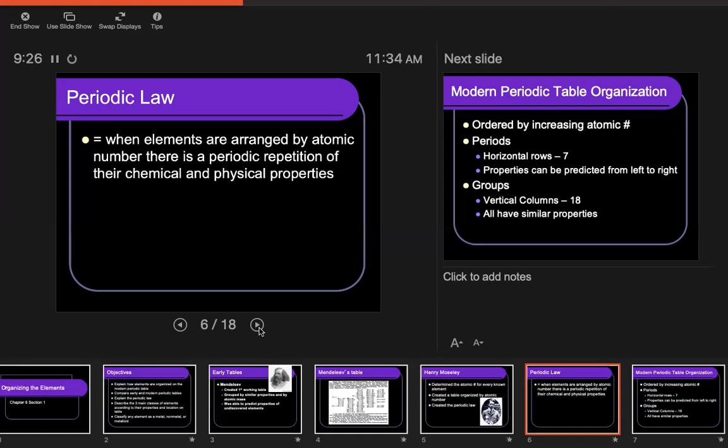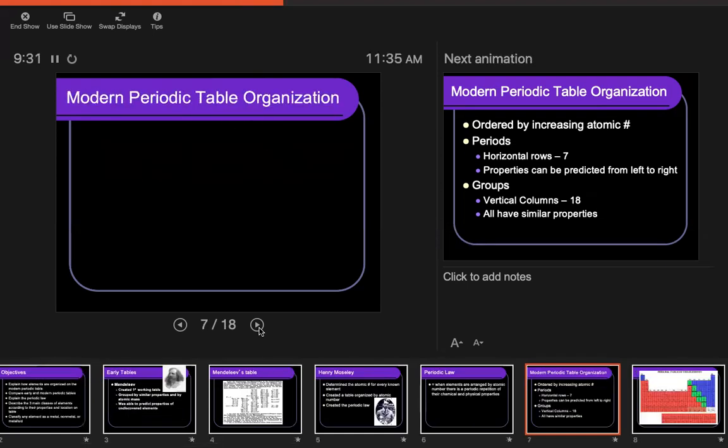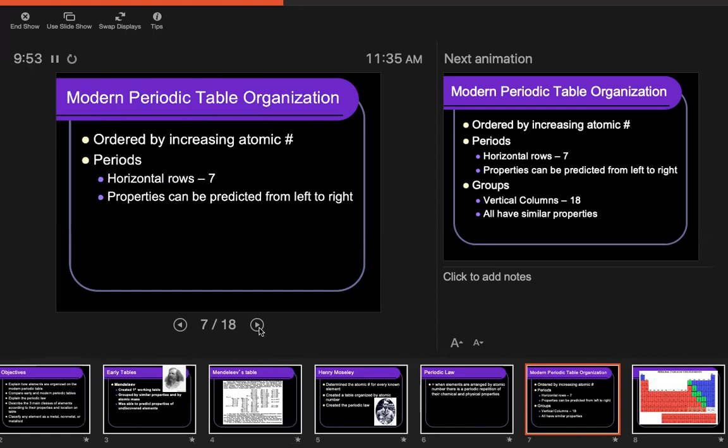Okay. Am I good to move forward? So the modern periodic table, what we already have a copy of, what we are looking at on our wall in the room here, is ordered by increasing atomic number. So 1, 2, 3, 4, 5, 6, 7, 8, 9, 10, and it just goes on in sequential order like that, and that's how we put it together. We organize each of these into periods. There are 7 horizontal rows that we refer to as periods. And we can predict properties as we read those from left to right.